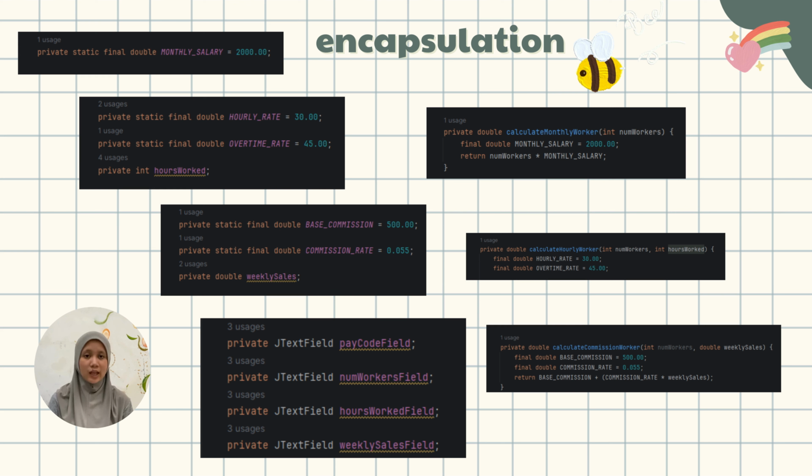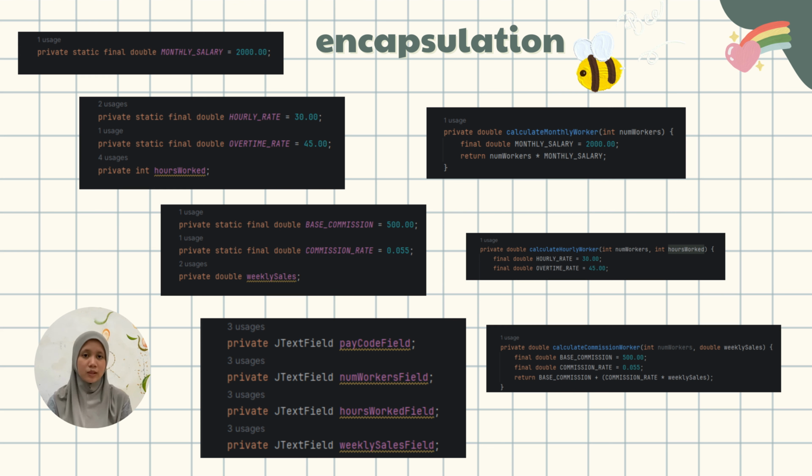Next, public JLabel totalLabel. This variable is of type label and is declared as public, meaning it can be accessed from other classes. It is used to represent a label in the GUI where the total salary or some other value will be displayed.